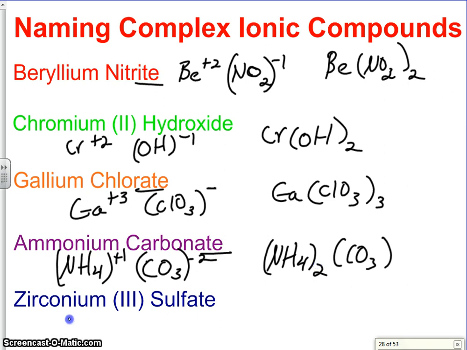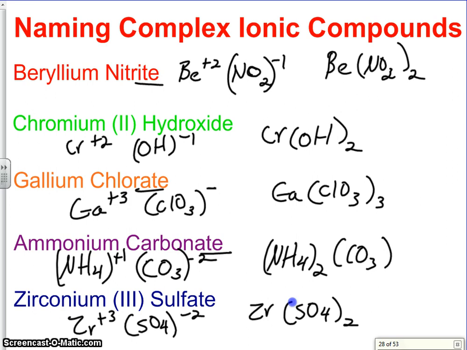And zirconium 3 sulfate, Zr plus 3. Sulfate is SO4, negative 2. Cross and swap. Zr, well, looks like zinc. Let's try that again. Zr2(SO4)3.